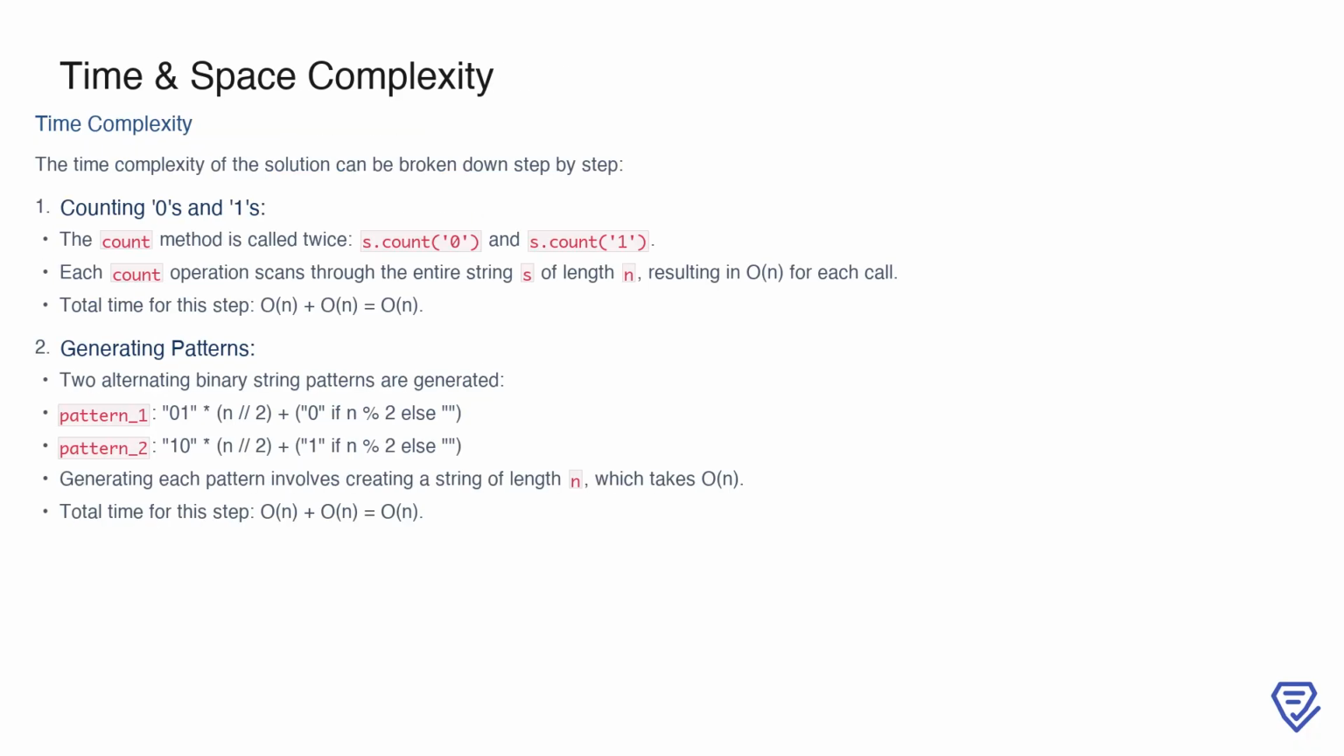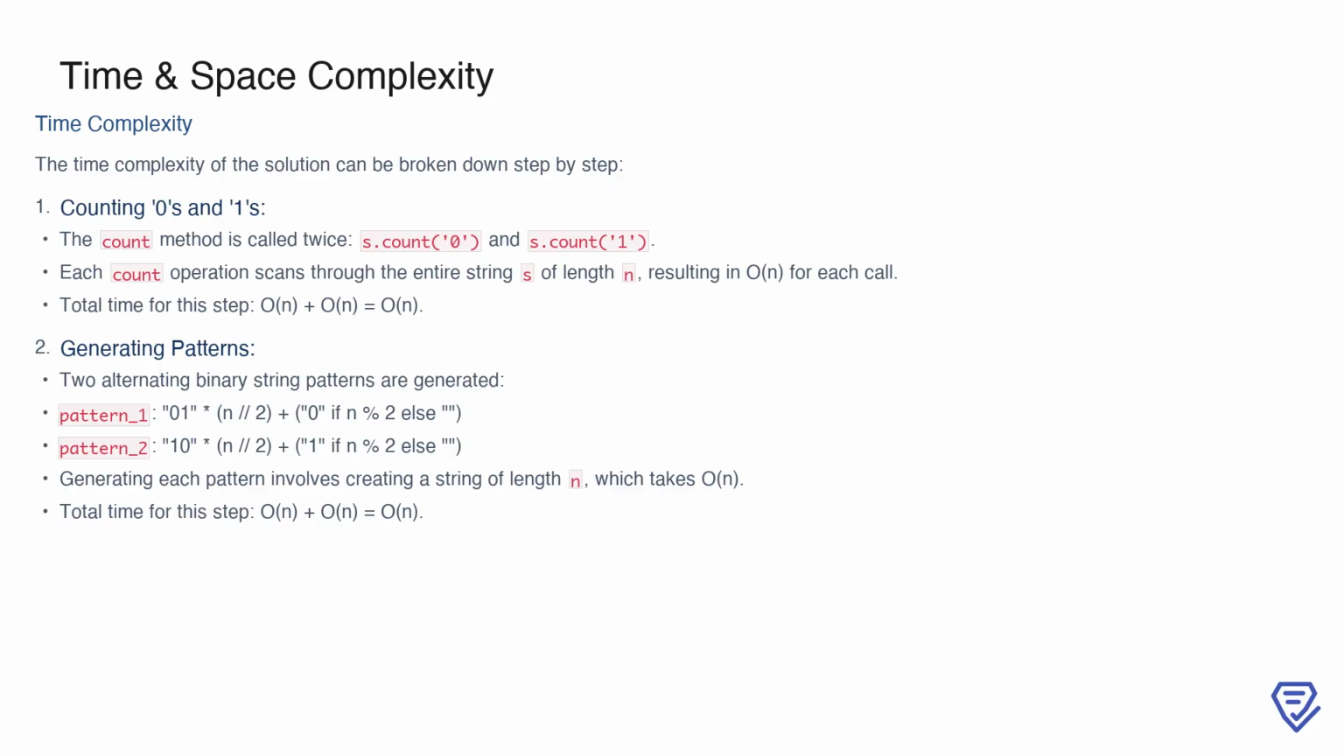Here, we start by analyzing the time complexity of our solution step by step. The first step involves counting the number of zeros and ones in the binary string. This is achieved using the count method, which scans through the entire string. Since the method is called twice, once for 0 and once for 1, each call takes O(n), where n is the length of the string. Therefore, the total time complexity for this step is O(n).